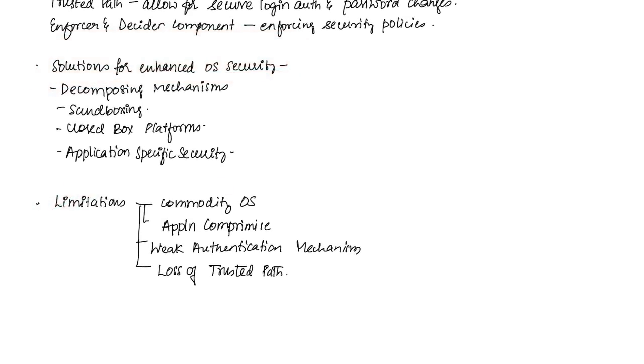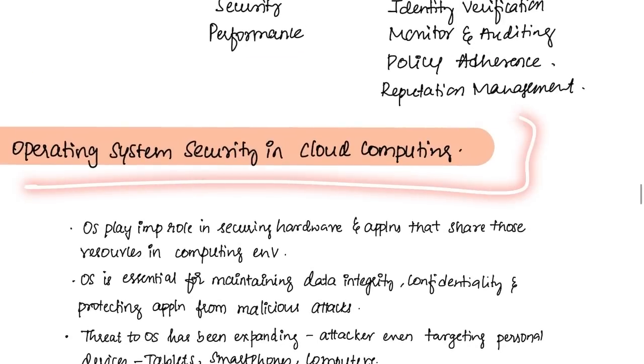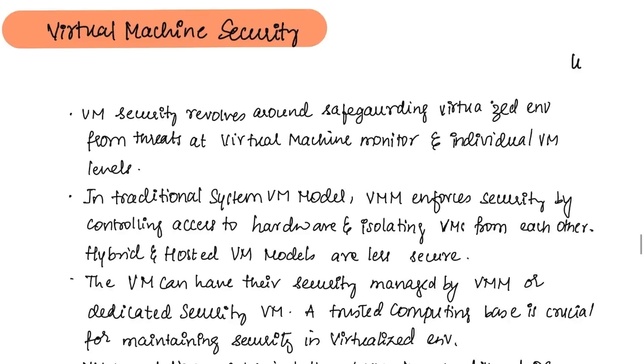Speaking of the limitations, first one is that commodity operating software will offer low assurance and is susceptible to attacks which can happen easily. Then we have application compromise, that is, compromising one application can endanger the entire platform together. Then you have weak authentication mechanisms, and because of that, the loss of trusted path, these two are the reasons why vulnerabilities can happen. So this was about operating system security in cloud computing. It's again a very easy, generalized topic, you can write it very easily.